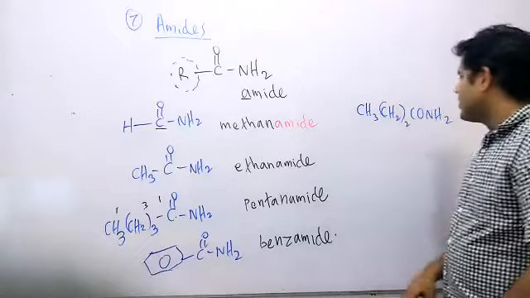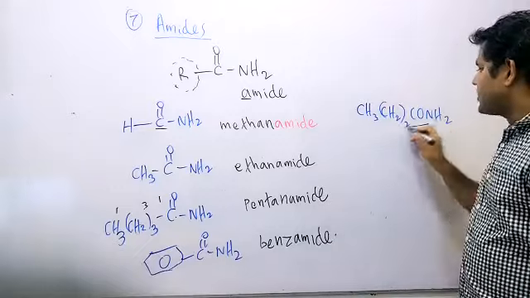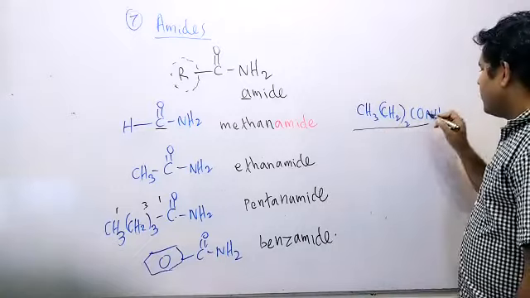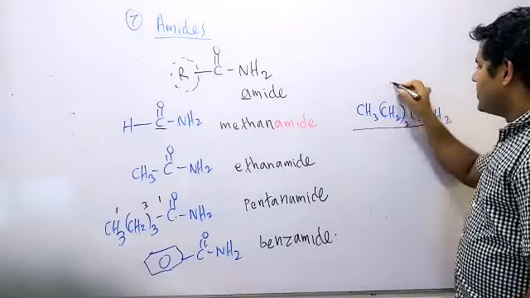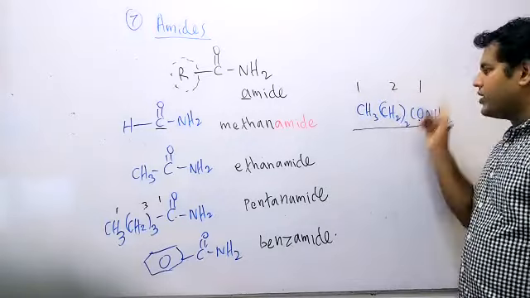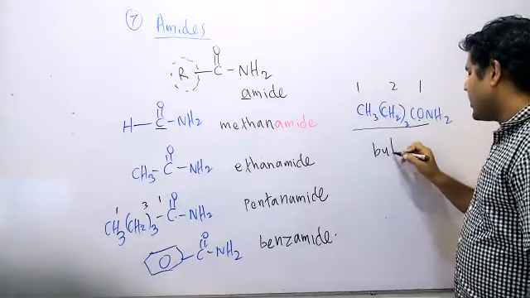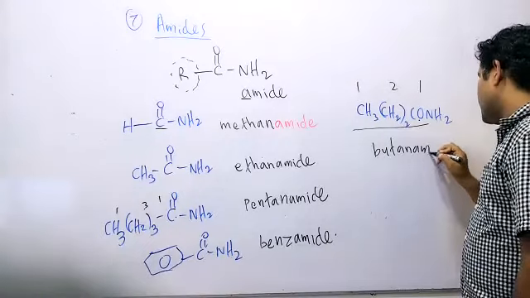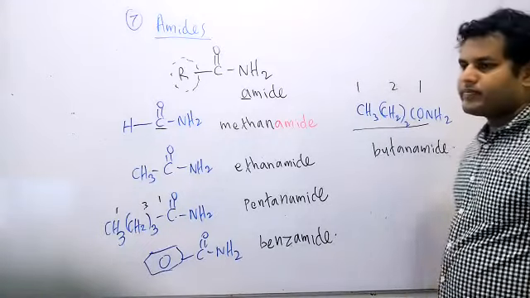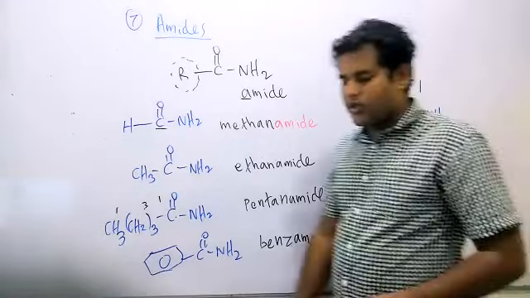What is this? How many carbons in total? 1, then here 2 carbons and here another carbon. Altogether 4 carbons. That is butanamide. Okay, so let's move to the next one.